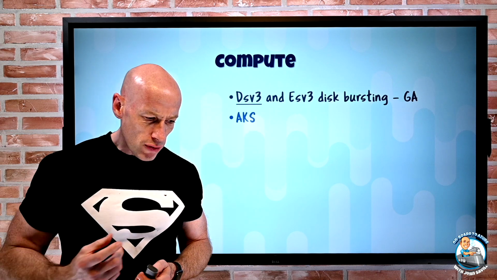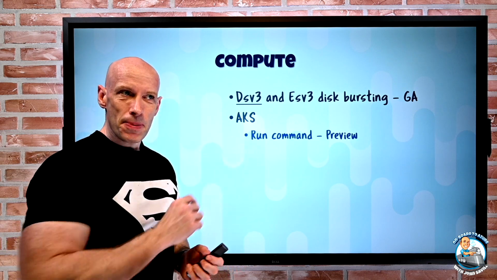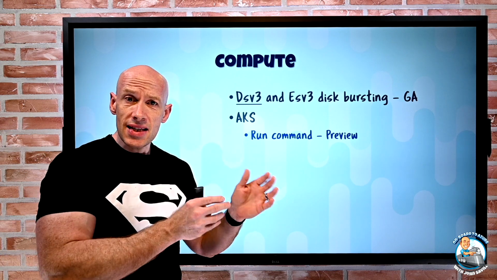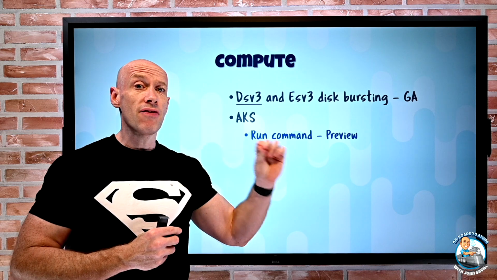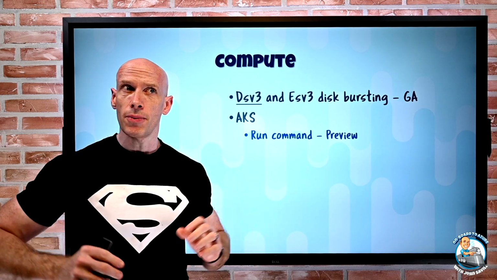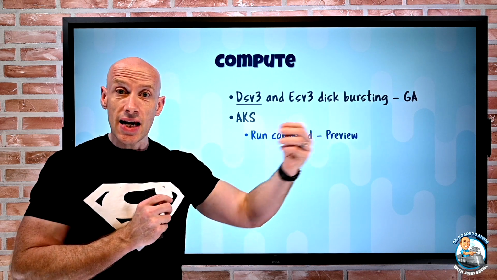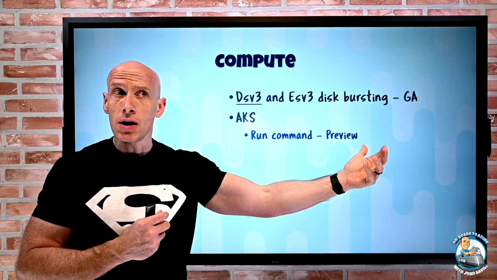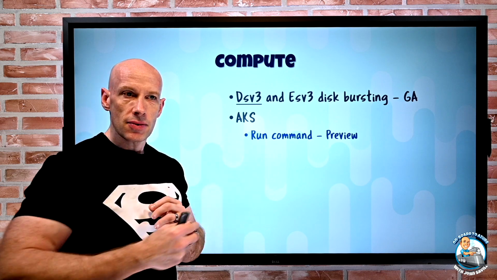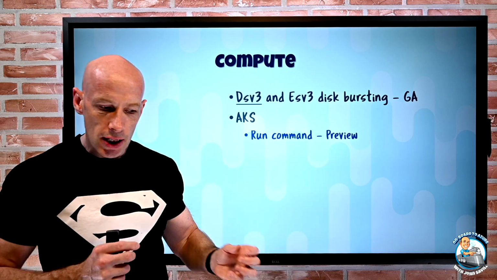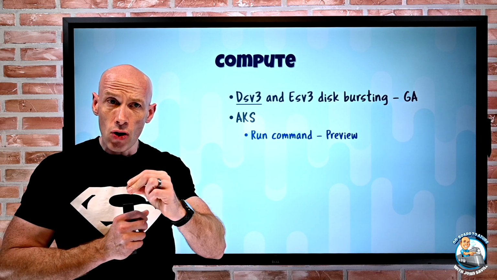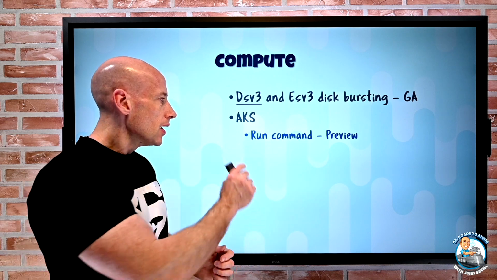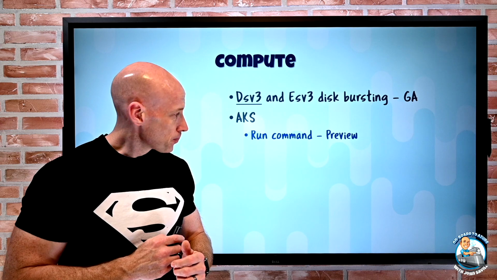Then AKS had a number of new features. Firstly, the run command. This is a pretty nice capability. From the command line, with AKS, I can do a command invoke, and that does a number of things for me. It helps me test connectivity to the cluster, but I can also run, for example, kubectl commands directly from this. So without having to do any special connection, just through that AKS command invoke, I can run "kubectl get nodes" or whatever I want directly from there. That's now in preview.